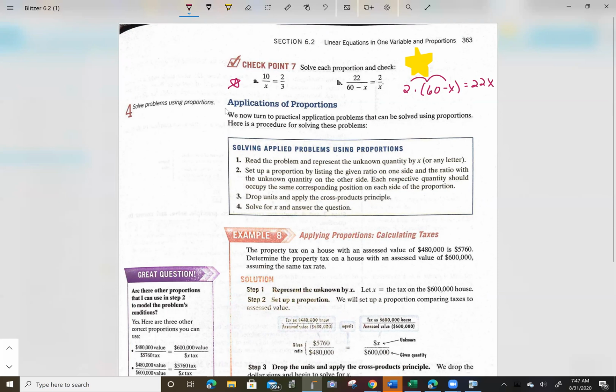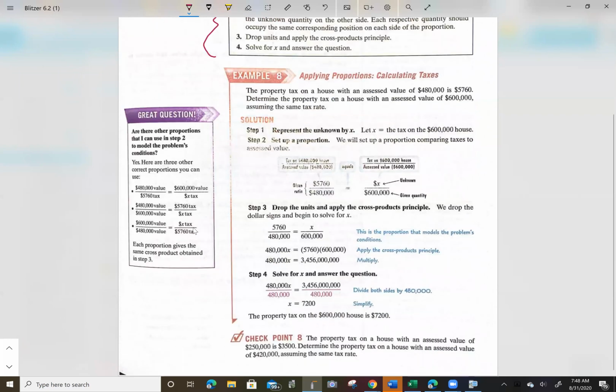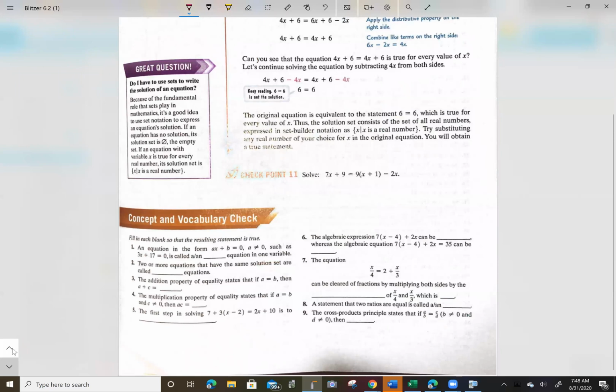Okay. Applications of proportions. And it just gives you some solving tips, which I'm probably going to be modeling. So write that down. I'll try to go through these. Oh my gosh, this is a long chapter, huh? Well, you might have to watch this in a couple of parts. I'm just going down to see.